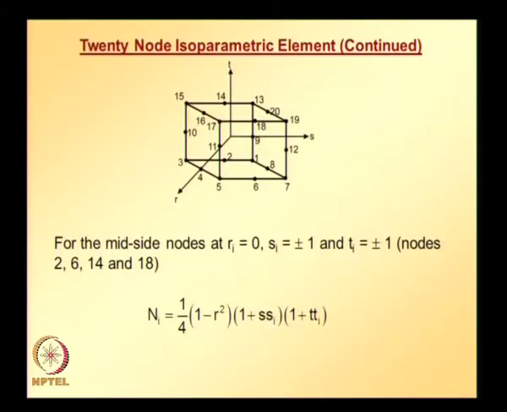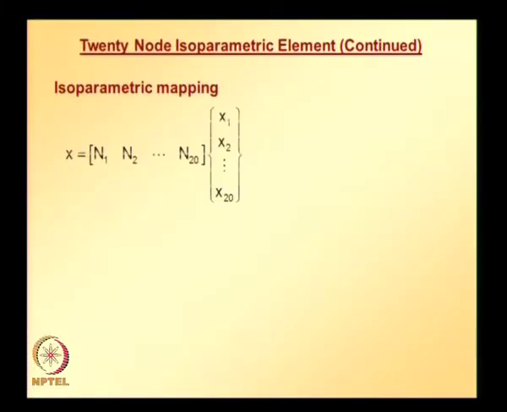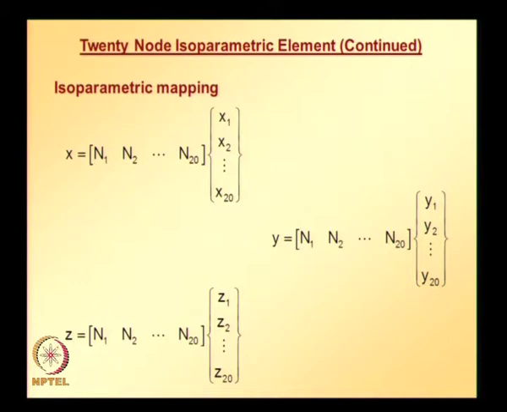And again these expressions are developed using the serendipity procedure, similar to that we adopted when we were deriving shape functions for the 8 node serendipity element for 2 dimensional problems. So, once we got all the finite element shape function expressions, we can write isoparametric mapping for the 20 noded element similar to that we did for earlier elements, except that the dimensions of these vectors are going to be increased because there are 20 nodes.